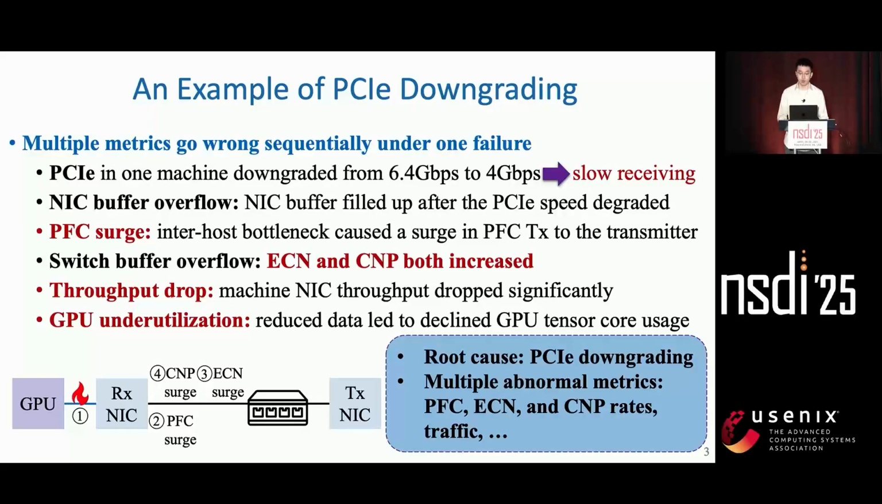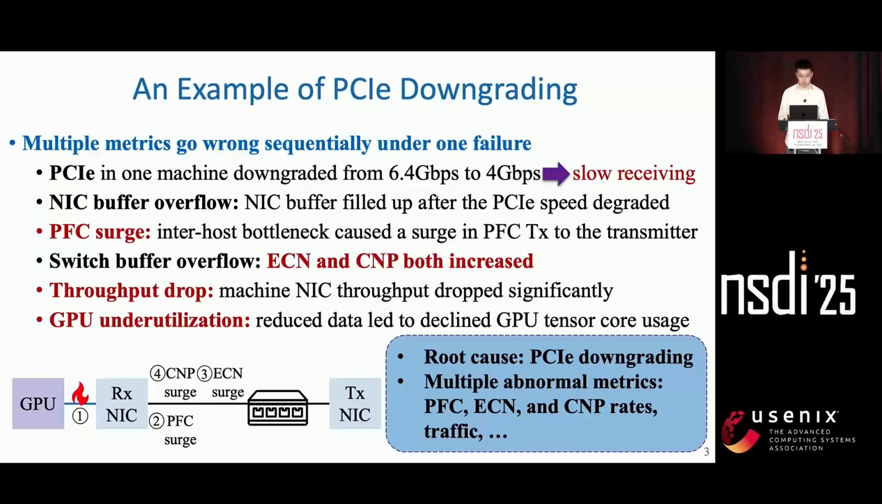Here we show an example of PCIe downgrading and justify how such a process is tricky. When the PCIe downgrading issue occurs at a receiver NIC, it causes the NIC to reduce its data transmission rate to the GPU. As a result, the NIC buffer quickly filled up, triggering the NIC to send more PFC signals to the transmitter side. Before the transmitter could adjust and slow down its transmission, the switch buffer became overwhelmed by in-flight packets, leading to an increase in ECN signals. Consequently, the CNP at the faulty NIC surged as well.